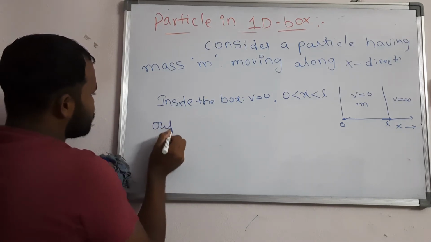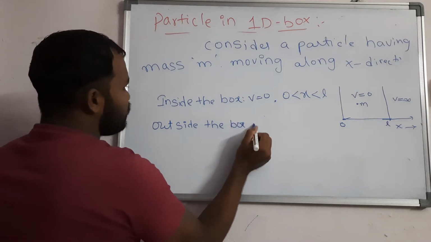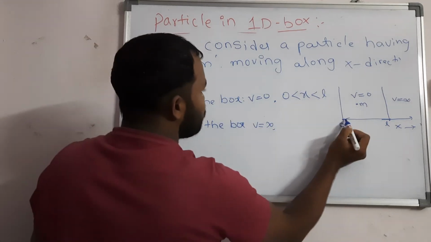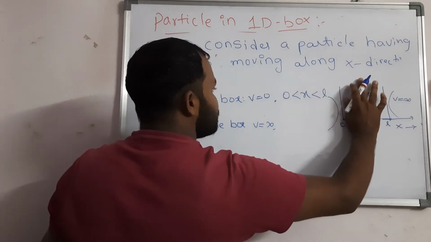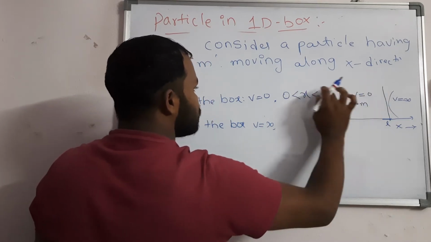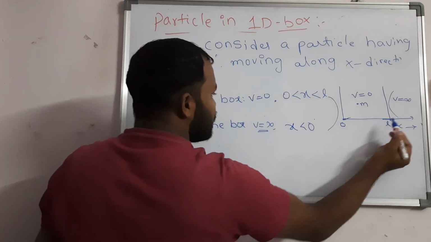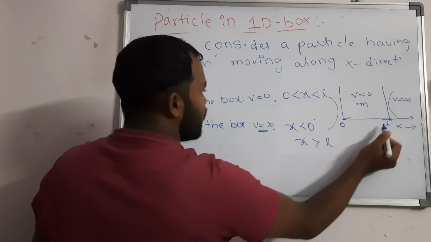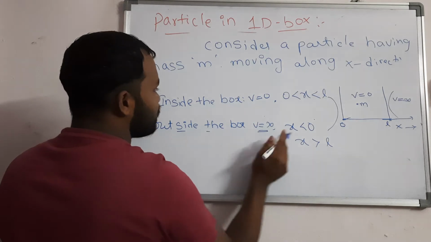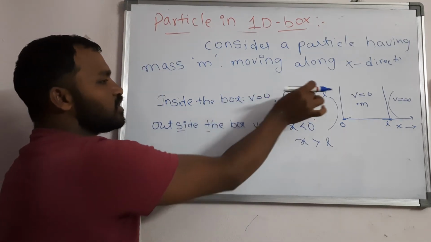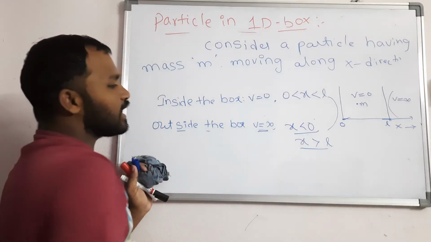What happens outside the box? V is equal to infinity. Outside the box means this part and this part, except the inside of the box. So V is equal to infinity means x is less than 0 or x is greater than L. Inside the box V is equal to 0, outside the box V is equal to infinity. These are the limits: x less than 0, x greater than L.